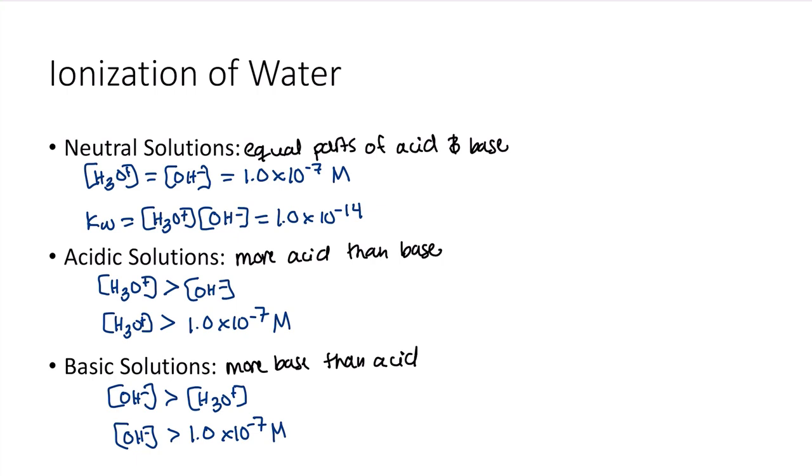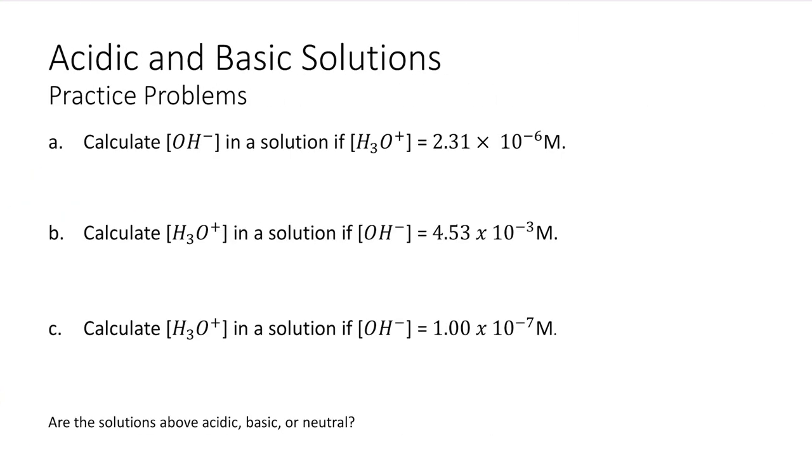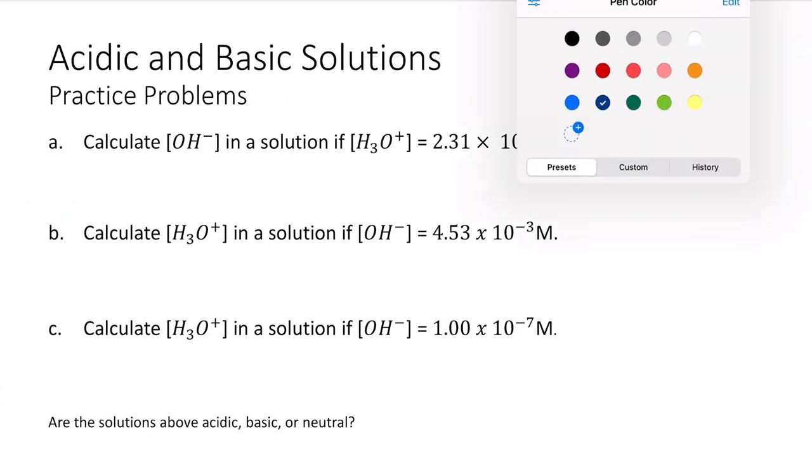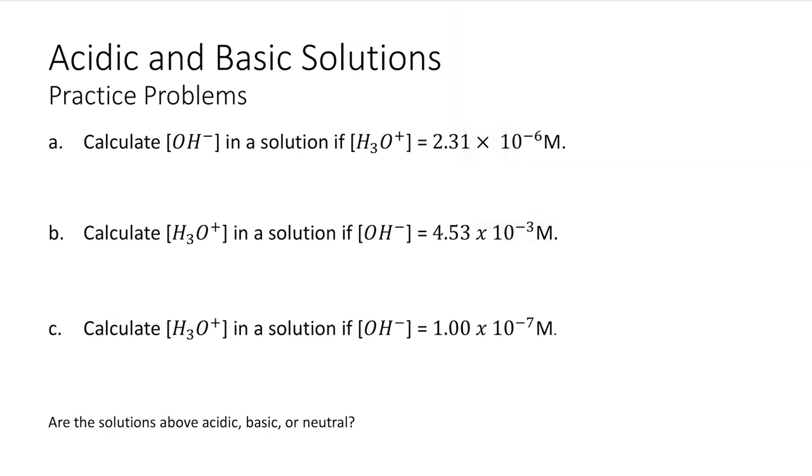We can use the equilibrium expression for the dissociation of water, or we can use Kw, to solve for the concentration of hydroxide or hydronium in solution. Let's look at an example of how to do that. Calculate the concentration of hydroxide in a solution if the concentration of hydronium ion is 2.31 times 10 to the negative 7.